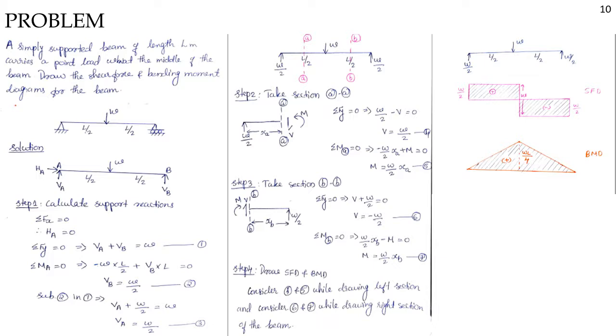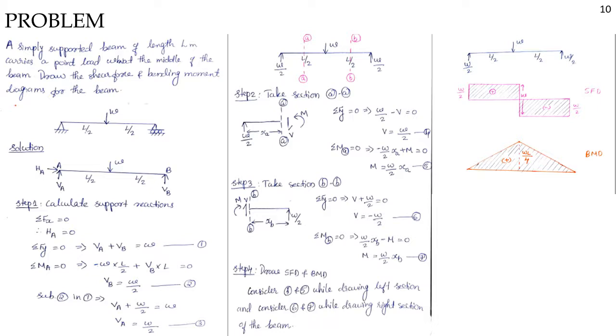This is a problem. The question is: a simply supported beam of length L meter carries a point load W kilonewton at the middle of the beam. Draw the shear force and bending moment diagram for the beam. This is the figure that I mentioned in the question. And first of all, we have to draw a free body diagram of the beam.